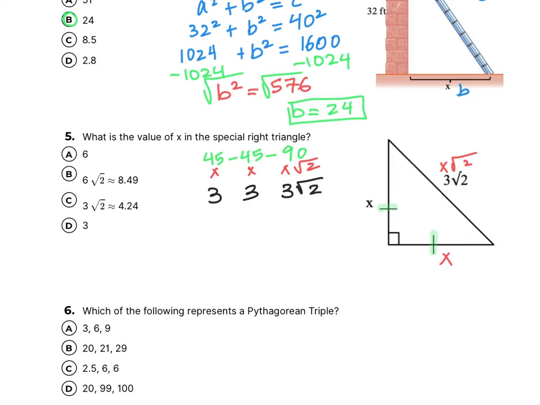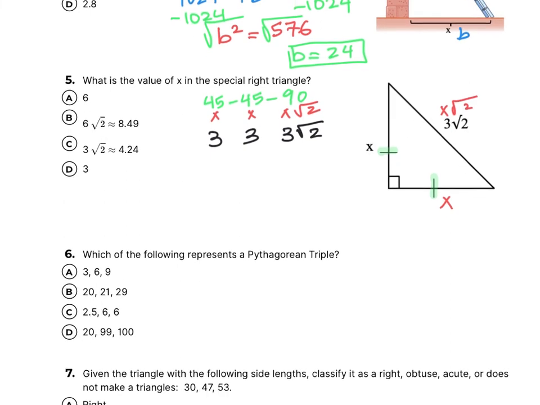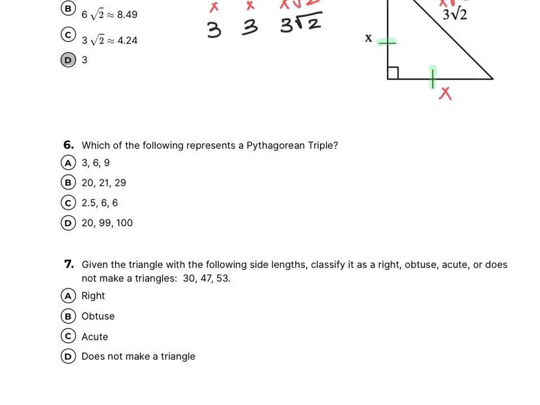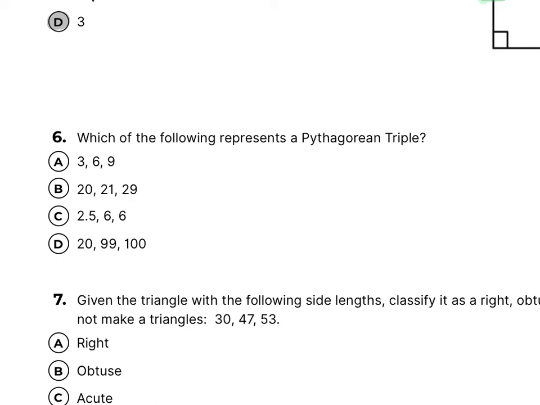Now if I move on to number 6. So the answer for number 5 is 3. Now if I move on to number 6, which of the following represent a Pythagorean triple? Pythagorean triple, let me think of the Pythagorean theorem. So that means it will apply the property of the Pythagorean theorem, which is a squared plus b squared equals c squared.